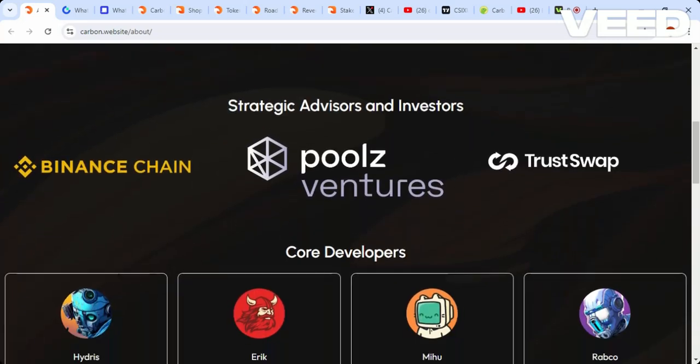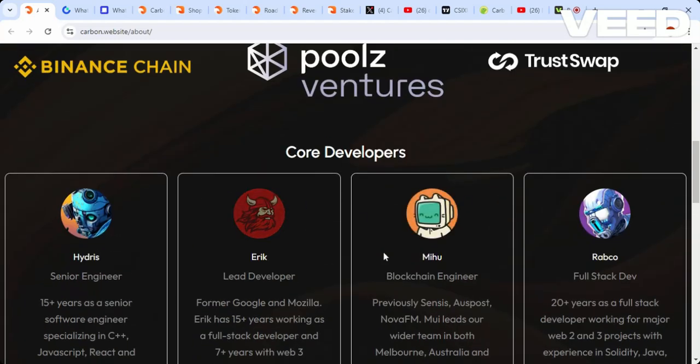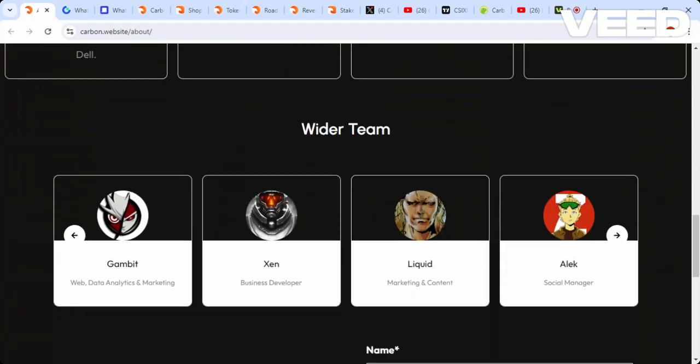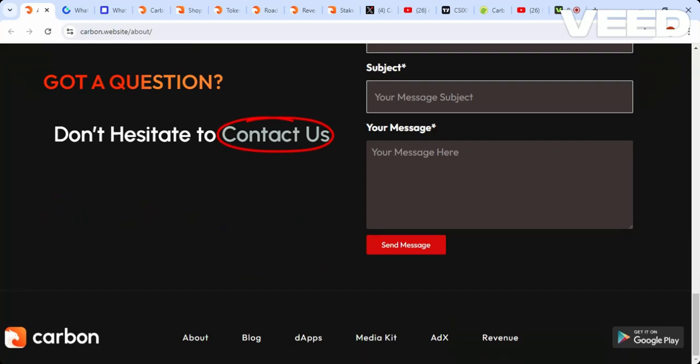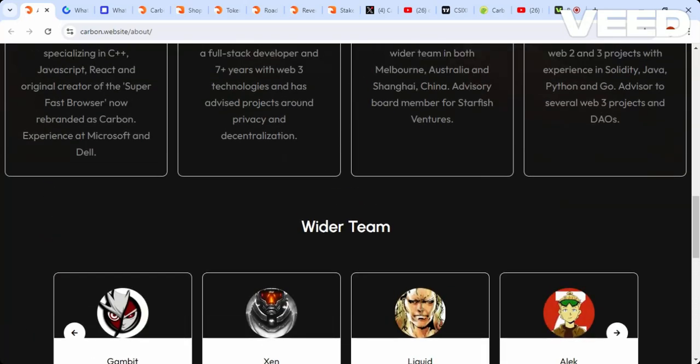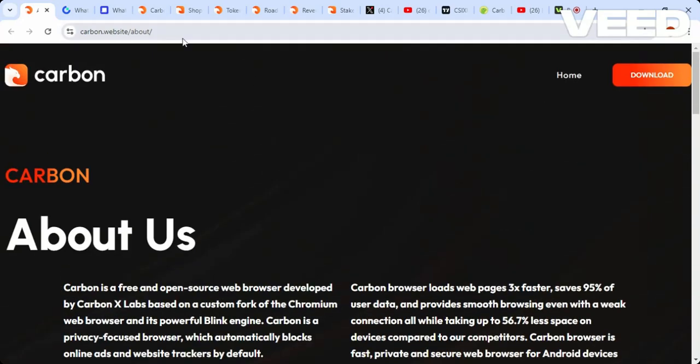So these are strategic investors in the Carbon browser. We have the BNB chain, the Pool Ventures, and the Trust Swap. So these are the core developers. So you can see this is the lead senior engineer, the lead developer, the blockchain. Now, since the team did not show their real face, I'm not too comfortable with the team. But one of the good things about bringing this project back to you is that the team of this project are building an amazing product.